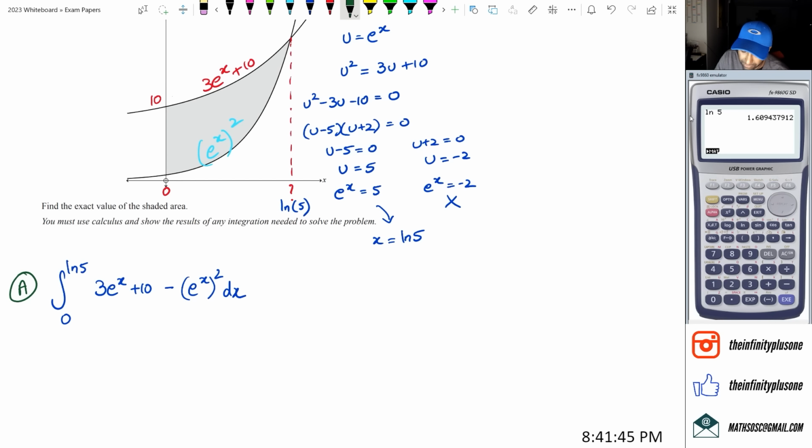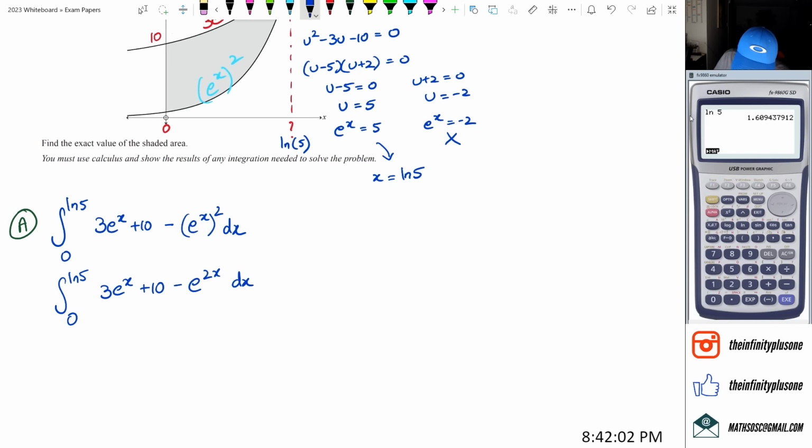So I might as well just give the grade as I go along. Then I'm going to integrate it, but before I integrate it, I want to make sure that this is a nice equation to work with. Now, what do I mean by that? e^x squared is just e to the power of 2x dx. So now I'm going to integrate this.